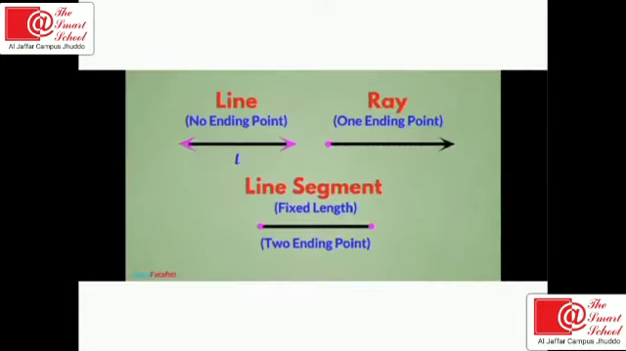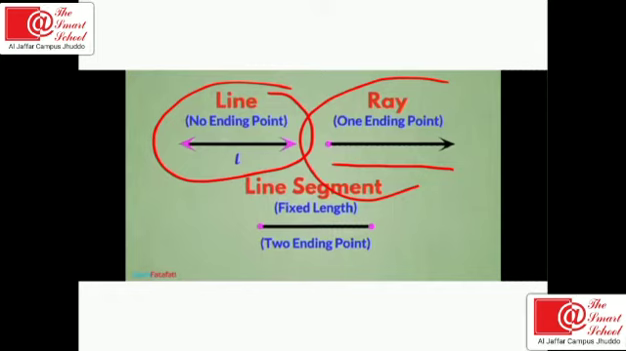Here is a short introduction of line, ray and line segment. A line has no ending points, and a ray has only one ending point and extends in one direction. But a line segment has a fixed length and two ending points. Remember, the length of a line and a ray cannot be measured, but we can measure the line segment.